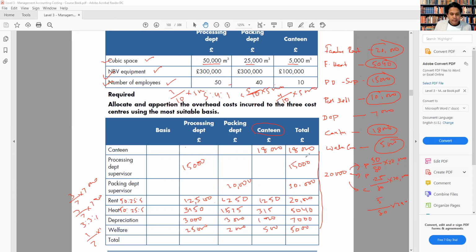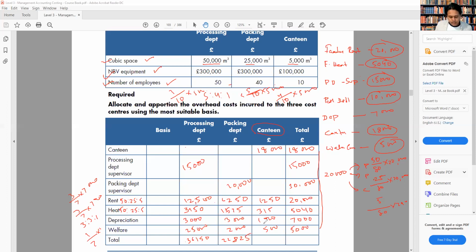So let's make the total for the processing. 15 plus 12,005, 3150, 3,000, 2,500. That will give you 36,150. Then the next one, we have packing. 10,000 plus 6250 plus 1515 plus 5,000. So that will give you 22,825.